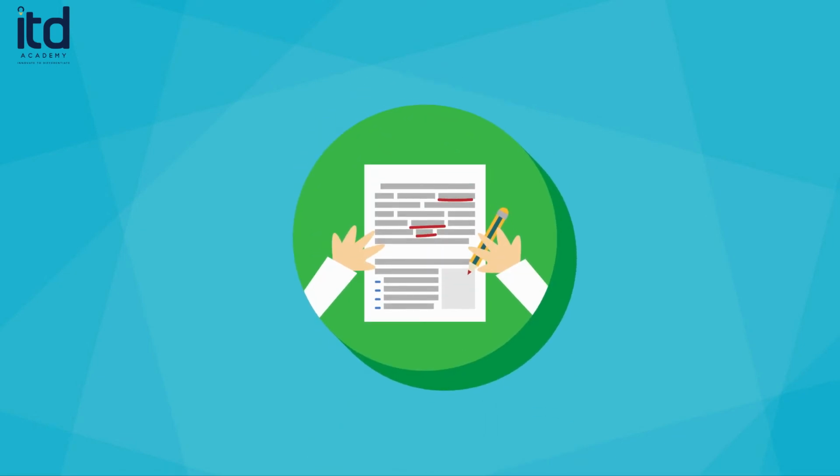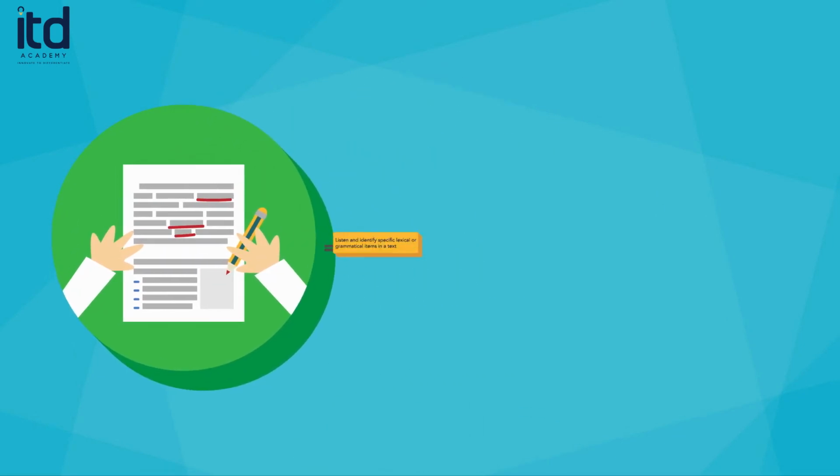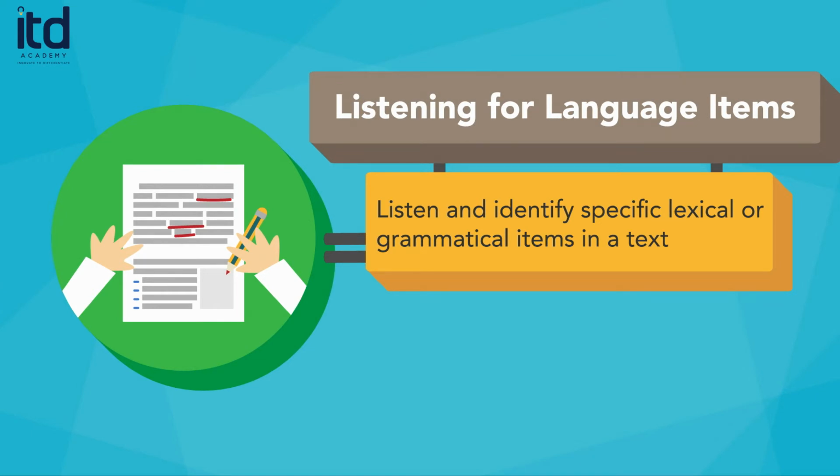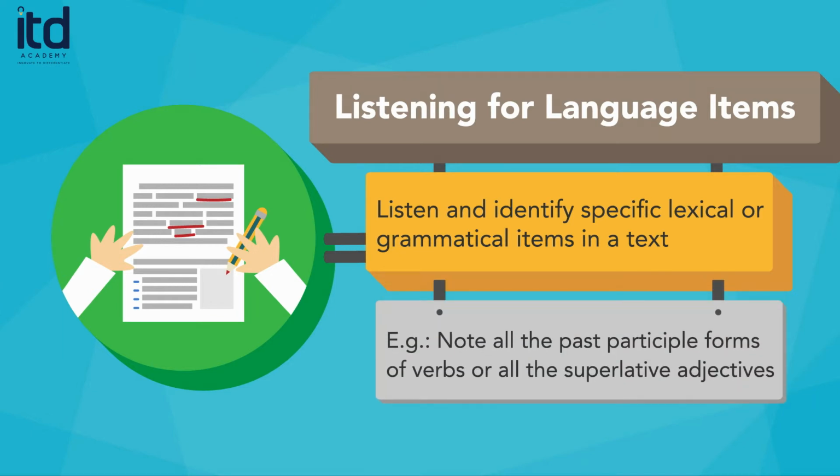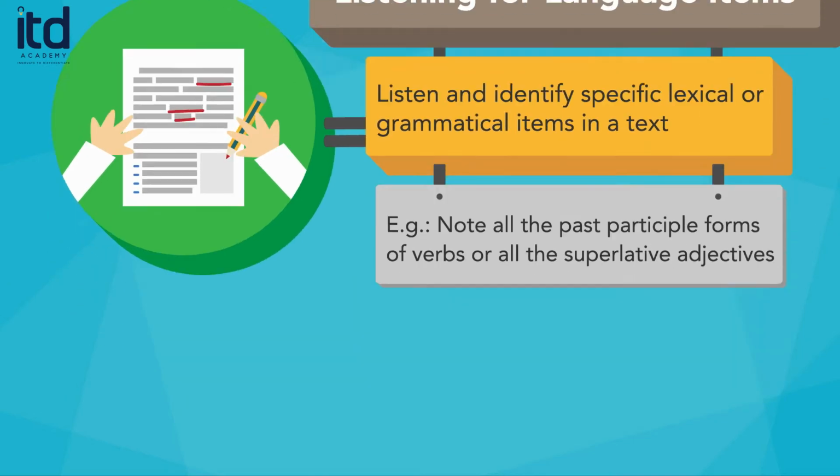C. Listening for language items. An exercise may require that you listen and identify specific lexical or grammatical items in a text. For example, note all the past participle forms of verbs or all the superlative adjectives.